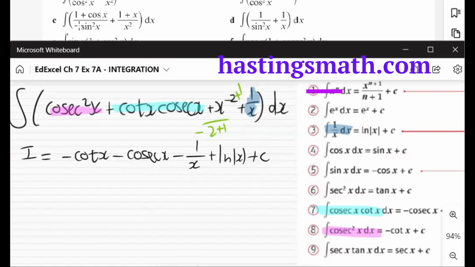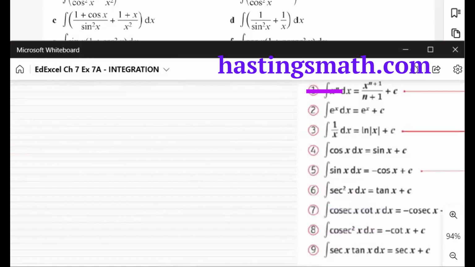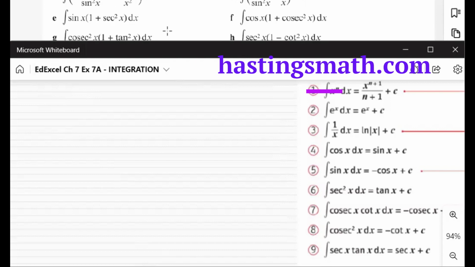That was question 2C. Besides having to change it into one of these 9 forms, you might also have to take out a common factor or manipulate in some other way. So let's look at question 2E. I'll leave out D. So question 2E.